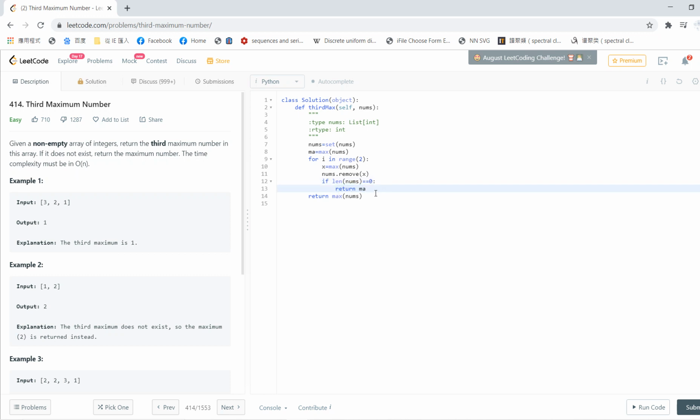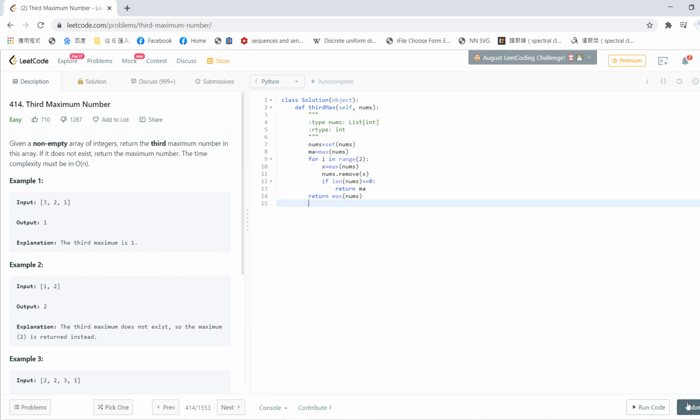And similarly for the next time, I kill the second largest object. And if it bypasses this, then it means that there must be some remaining number in the numbers array. Then finally I just return the max.